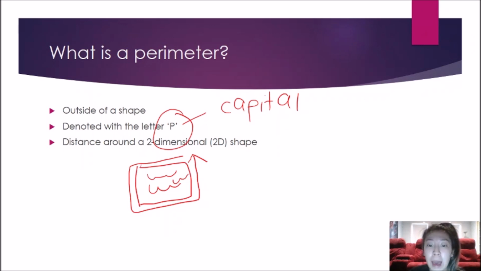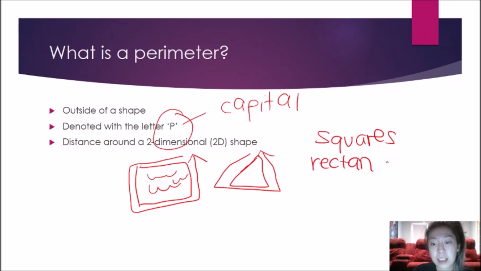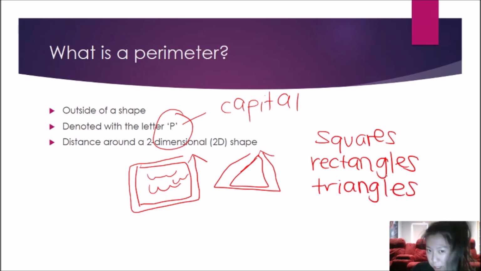If we were to talk about a triangle, or worst triangle ever, it would be denoted by the arrow there. Circles have something else, called circumference, which we will talk about later. So right now you're just focusing on squares, rectangles, and triangles, which are regular shapes and mostly the shapes that you deal with. The irregular shapes are generally comprised of multiple regular shapes put together.